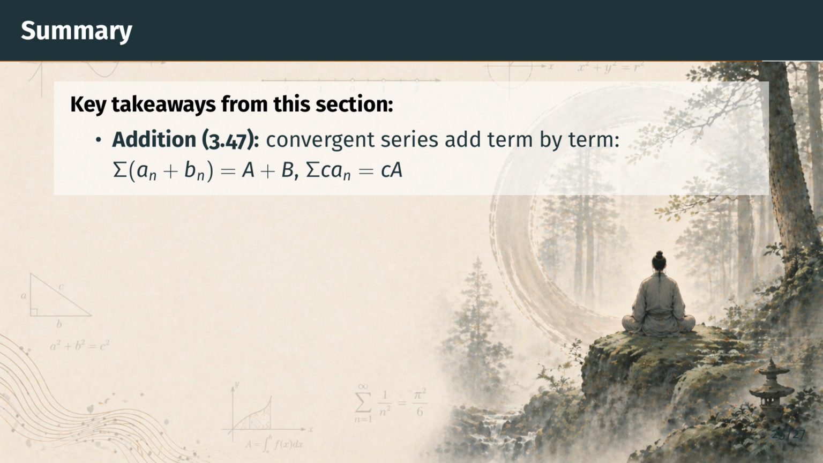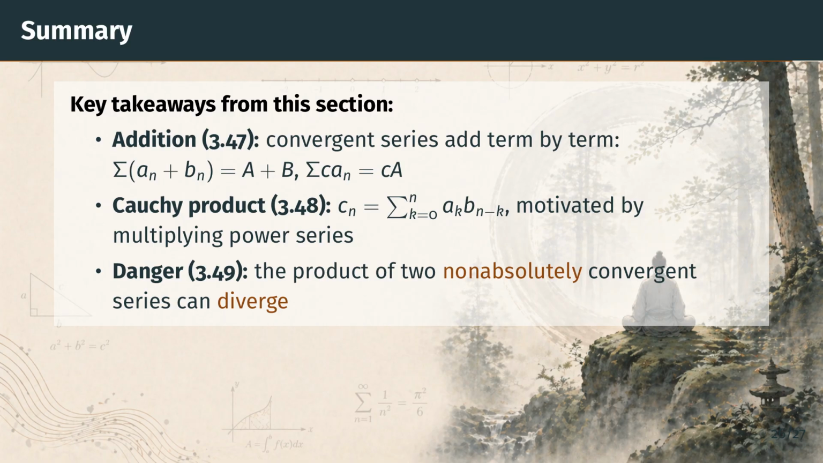First, addition is completely unproblematic. Theorem 3.47 says that two convergent series may be added term by term, and the result converges to the sum of the two sums. Likewise, a constant factor can be pulled out of a convergent series. The proof was a one-liner using the arithmetic of limits. Next, the product. Second, multiplication required a definition. The Cauchy product, whose nth term collects all products of terms whose indices add to n. The definition is exactly what multiplying power series and setting z equal to 1 suggests.